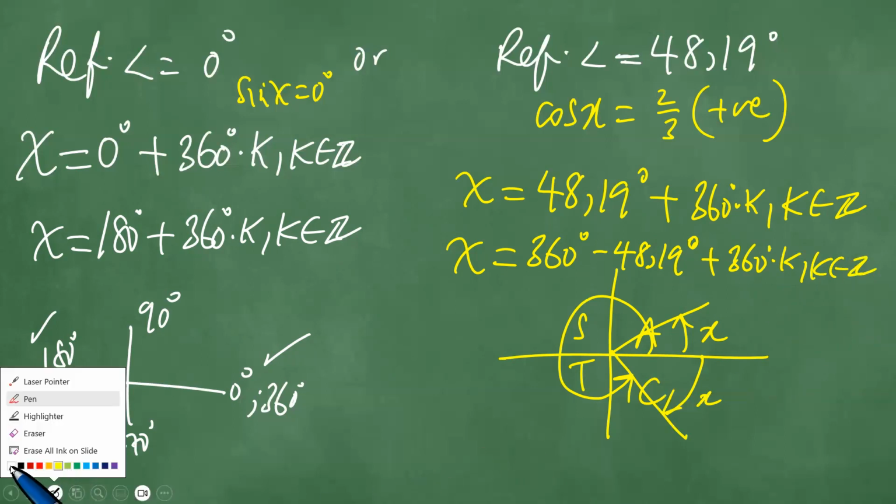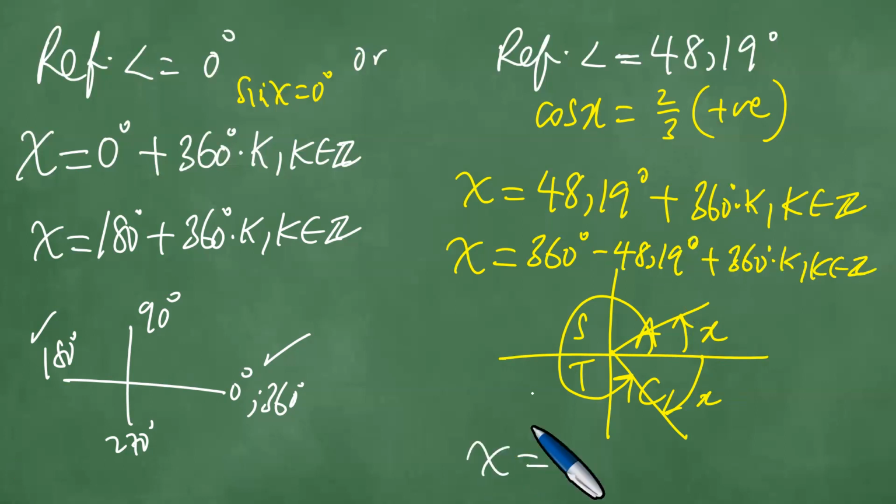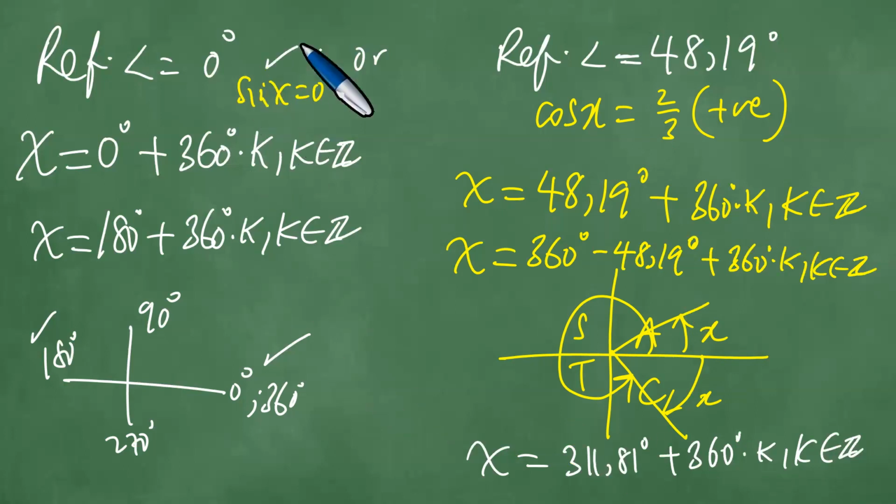As a consequence, what we're seeing here is that x is 360 minus 48,19, which is exactly 311,81 degrees, plus multiples of the period of the cosine. Remember, both the sine and the cosine functions have a period of 360 degrees, and therefore we add integer multiples of that. So these are the answers there.